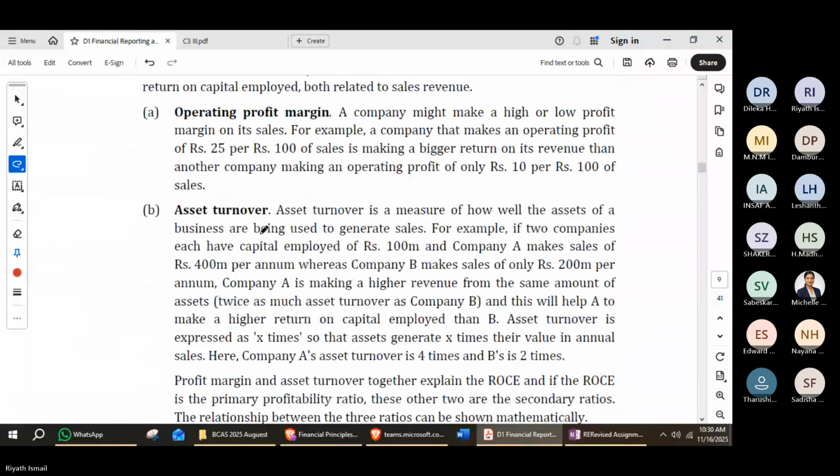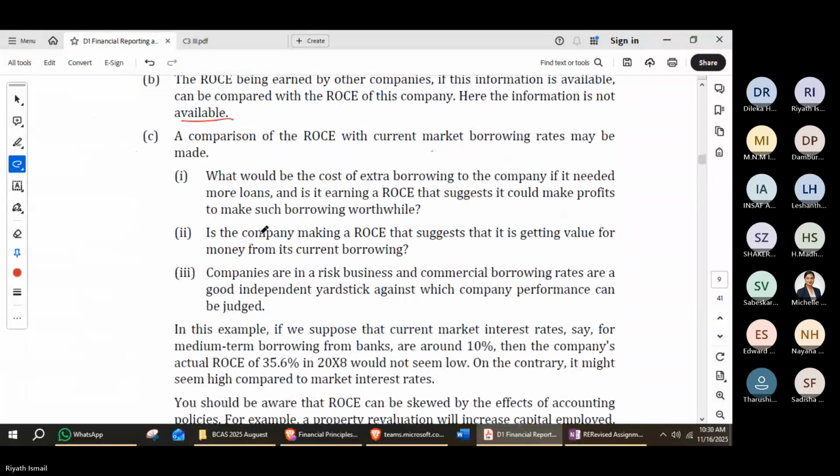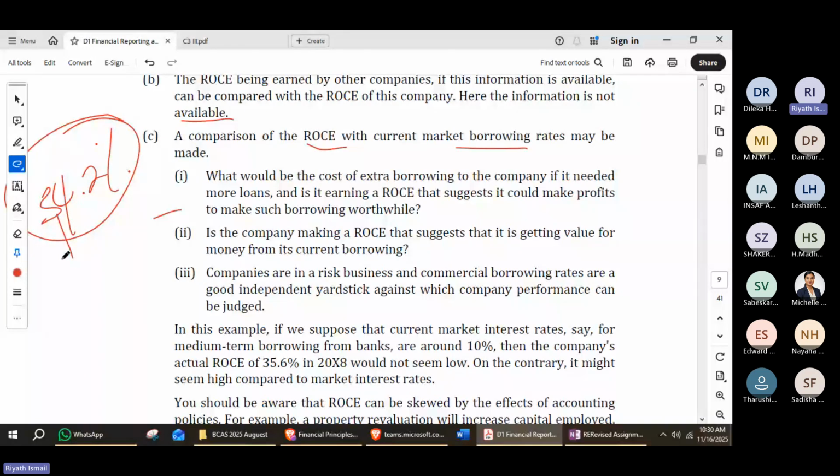Comparison of ROC with current market borrowing rates. Right now, the company gives you 34.2% or something like that, right? ROC employed. When you go to a bank, the bank may give you 12% or 10% or 18%. Then you can compare, right?